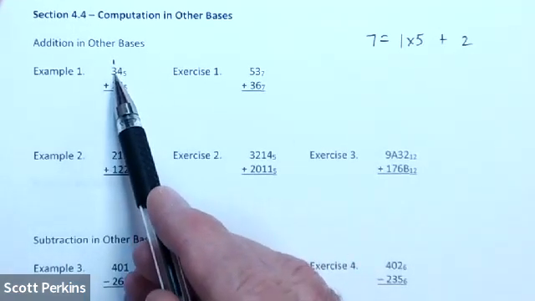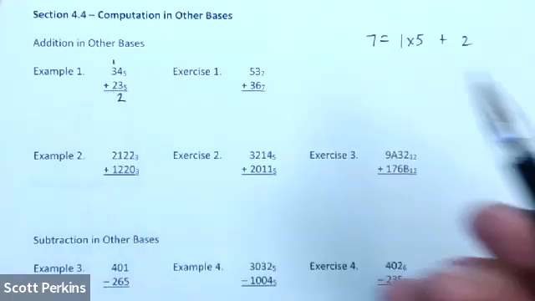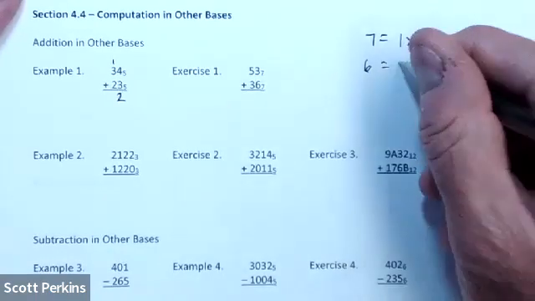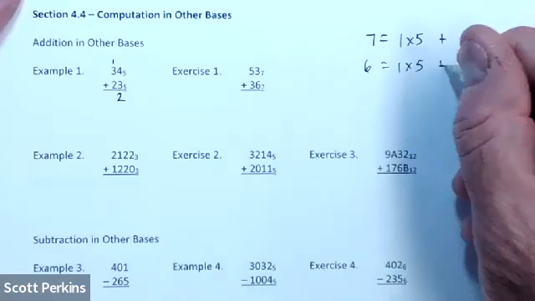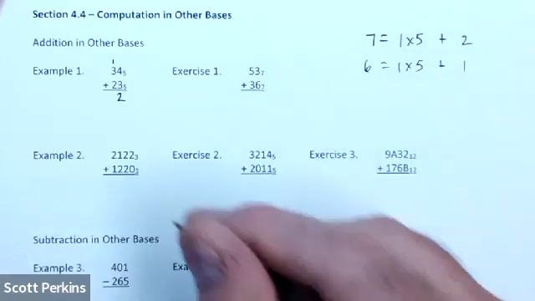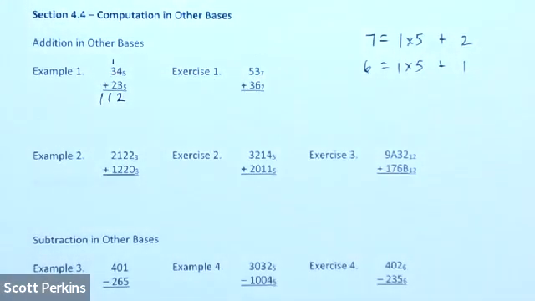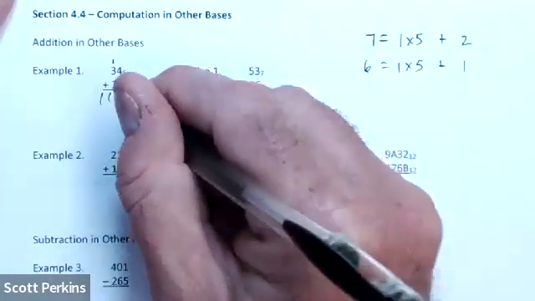I've got 1 and 3 is 4, plus 2 is 6. So let me come over here. How many full groups of 5 can I make out of 6? Okay, 1 full group of 5 again, and this time I have 1 left over. So it's 11. I have 1 full group of 5 and 1 left over, and I'm done. There's my addition in base 5.